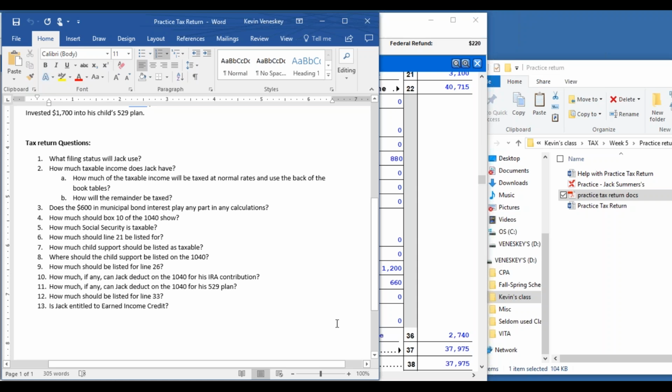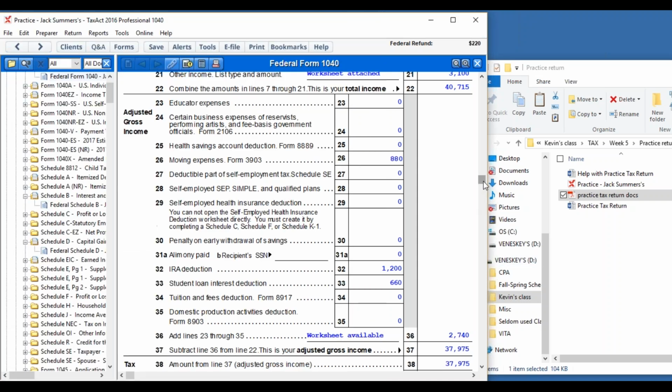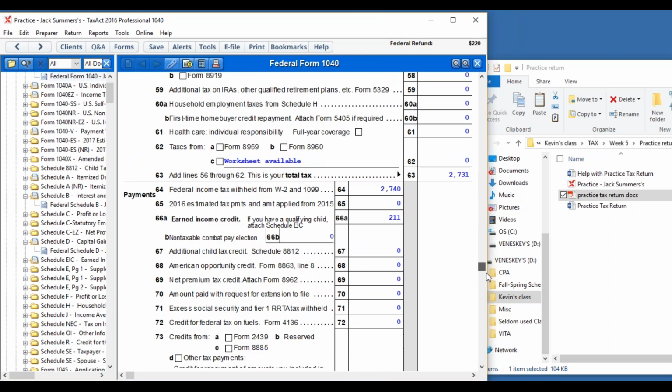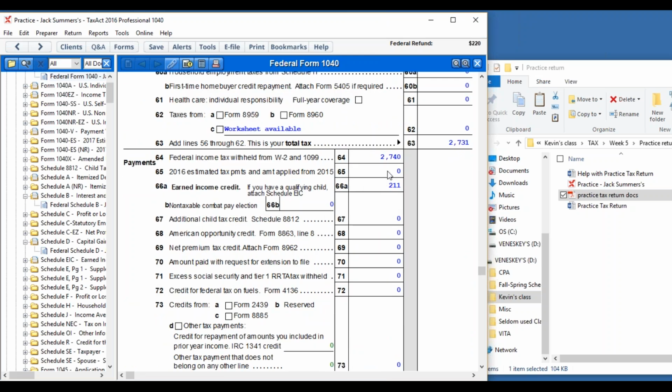He barely hit the cutoff that he was allowed. We're going to talk about earned income credit in 2 weeks to learn more about that, but we could see it on the tax return when we went down towards the bottom. Line 66a, here is his earned income credit. All right, that takes us to the end of this section.